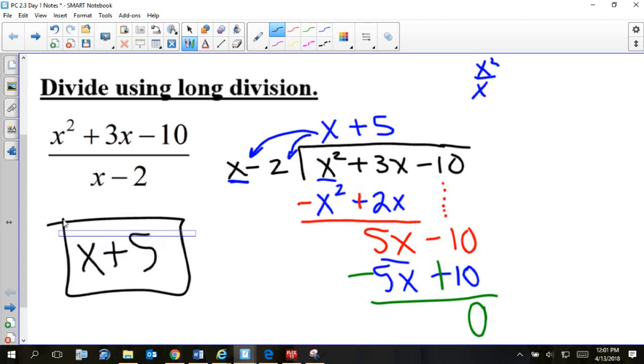So if I were to take x plus 5, multiply by x minus 2, I should get x squared plus 3x minus 10. All right?